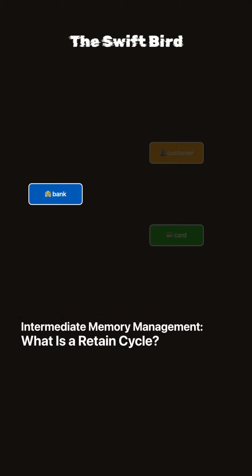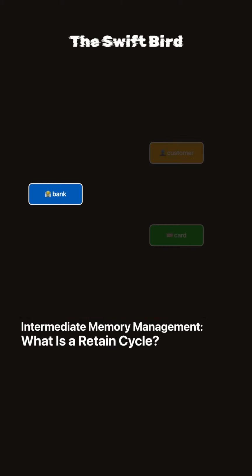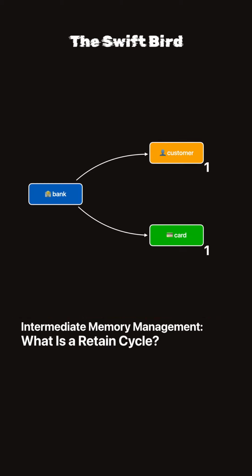So, you've got a bank which issues credit cards. When a new customer opens an account, the bank adds their data to its database and issues a new card. At this point, the bank has references to both the customer and the credit card. The digits here represent each object's reference count.